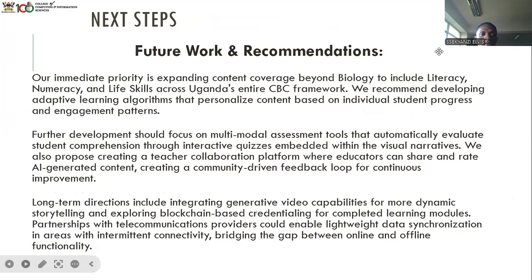Future works and recommendations. The immediate priority is expanding content coverage beyond biology to include other subjects like literacy, among others, and we recommend developing an adaptive learning algorithm that personalizes content based on individual student progress.